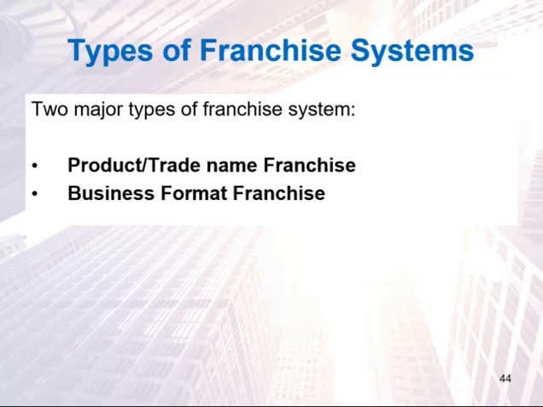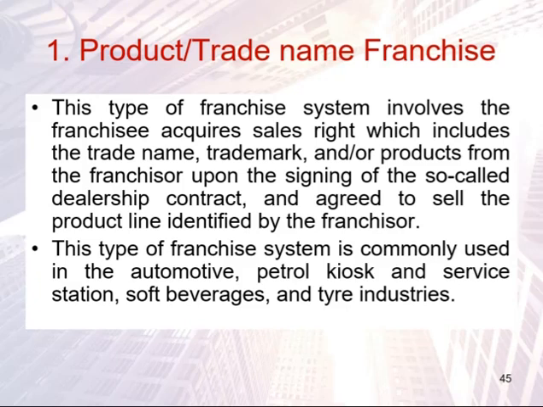The franchise system involves two types. The first one is the product or trade name franchise, and the other type is the business format franchise. The product or trade name franchise is the earliest type of franchising. Under this, dealers were given the right to distribute goods for a manufacturer. For this right, the dealer pays a fee for the right to sell the trademarked goods of the producer.